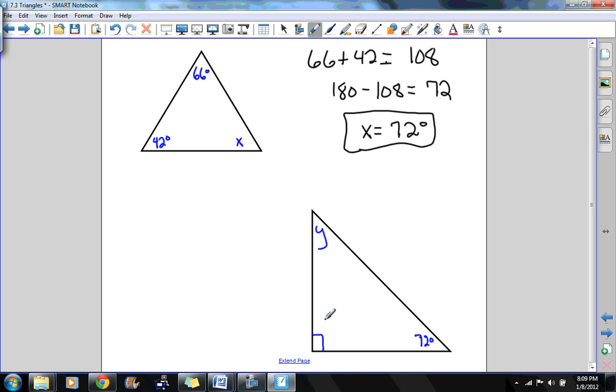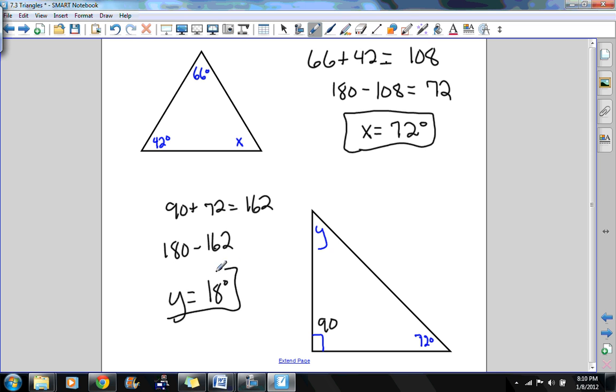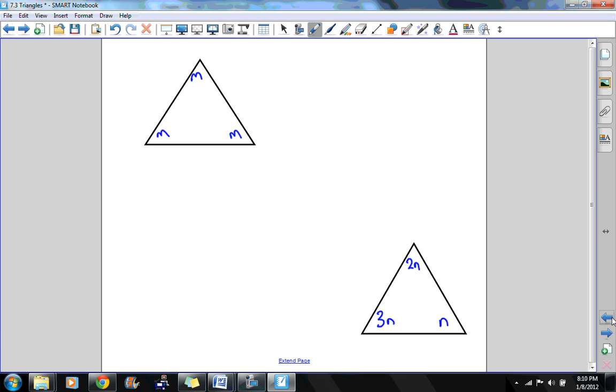And down on the bottom, this has to equal 90. So I would do 90 plus the 72, which equals 162. 180 minus 162, you're noticing a pattern, I would hope, meaning our y is equal to 18 degrees. Make sure you remember to put that degree symbol in there. It has to be 18 degrees.